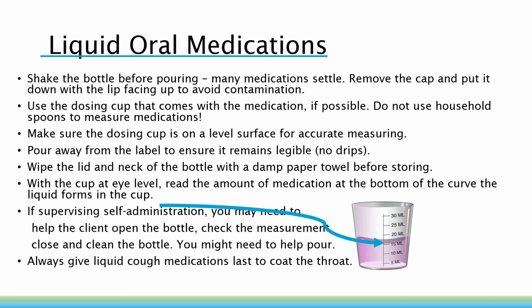Again, do not use household spoons to measure. You must use a measuring cup because the measurement will not be accurate with household spoons. As liquid medication may be given with a dosing spoon, oral syringe, dropper, or other measuring device, always use the device that comes along with the medication. If the medicine doesn't come with a measuring device, make sure you're giving the medicine in the exact units as prescribed.